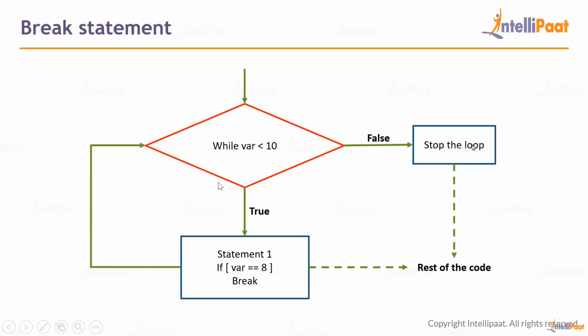You can see here, while var is lesser than 10. So while this particular variable's value is lesser than 10, if it is true, then it will execute. Statement 1 in the sense some statement within the while loop. So if var is equal to 8, then break. Let's say we're adding 1 in each iteration until it becomes 8. Once it becomes 8, it will break out of the loop and go directly to the rest of the code. If it never achieves 8, so let's say you provided var lesser than 6, if the condition itself fails, it will stop the loop directly.